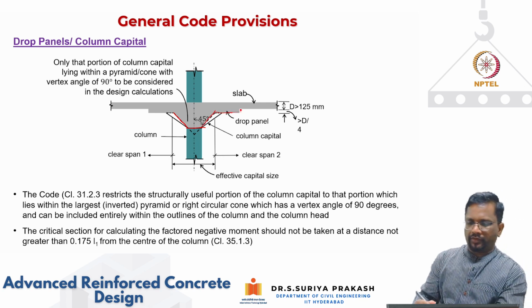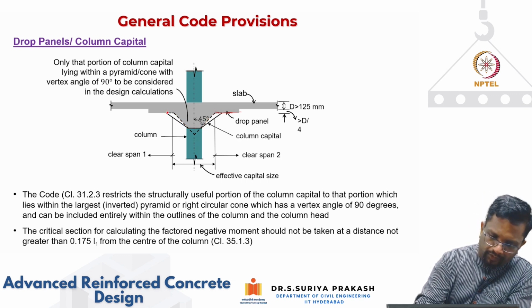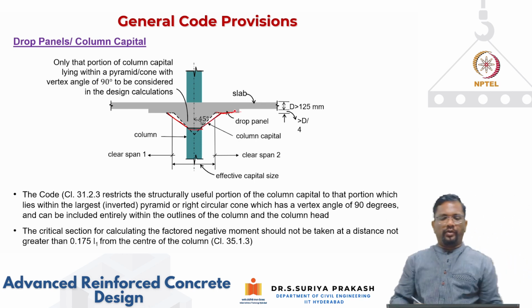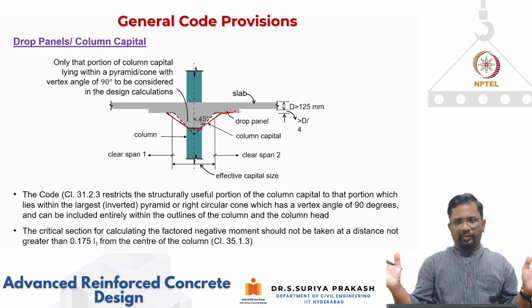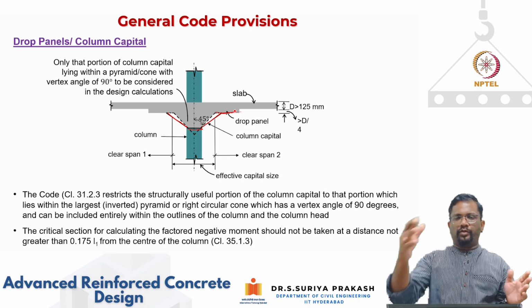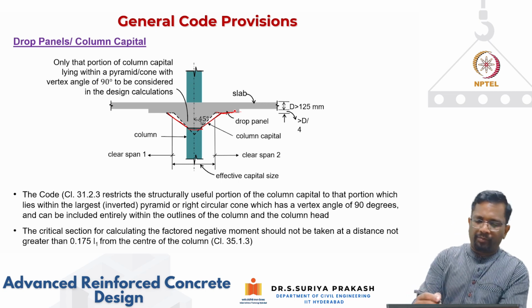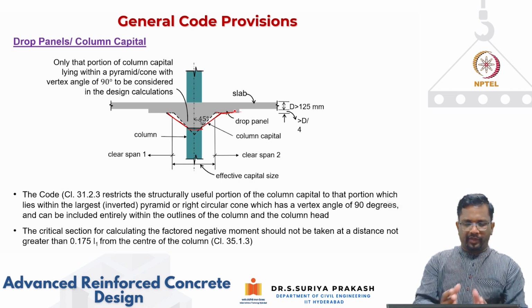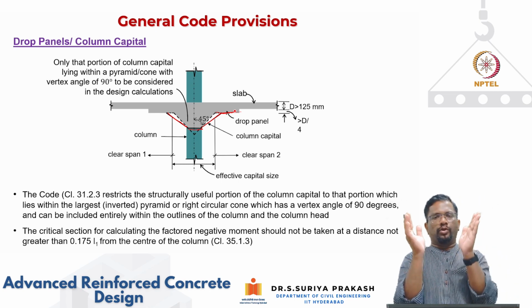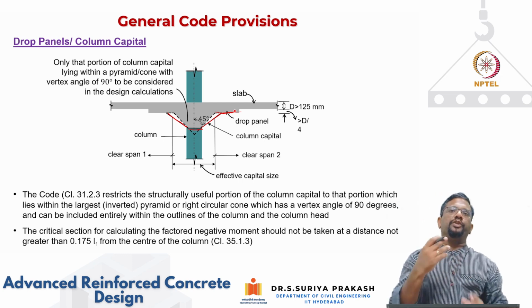Okay, so we have actually put the column capital going like this. Now in this capital, you can put whatever may be the dimension of the capital. What the code is saying is, in your punching shear calculations and other things, if I put a right circular cone inside that capital, whatever dimension is occupied by the cone, that is what you have to take as the useful part of the capital to be used in your calculations.